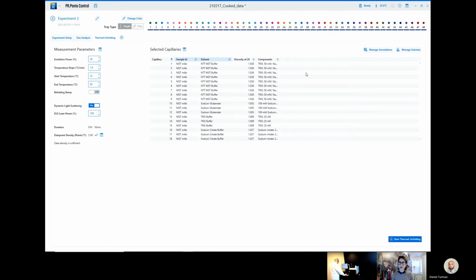One last thing here, Leah, I think I want to mention the refolding ramp. So if you want to cool the instrument at the same speed at which you raise the temperature and you want to take data, you can do that to watch for refolding in special cases. So let's start the unfolding ramp.